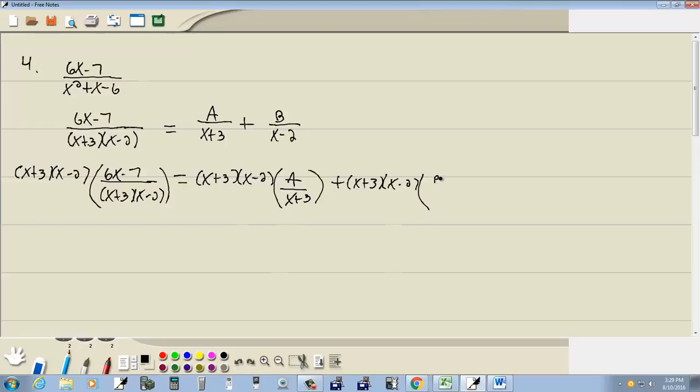Then we'll multiply it times this fraction. This x plus 3 cancels that x plus 3. This x minus 2 cancels that x minus 2. This x plus 3 cancels that x plus 3. And this x minus 2 cancels that x minus 2. So we're left with 6x minus 7 equals a times x minus 2 plus b times x plus 3.